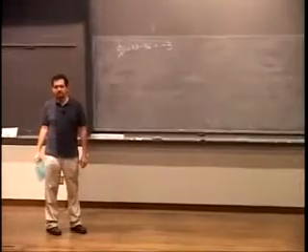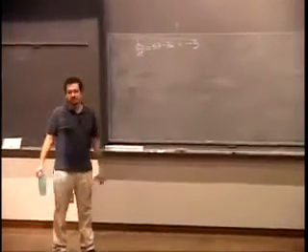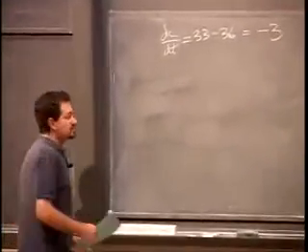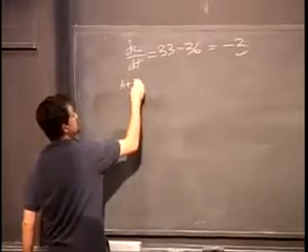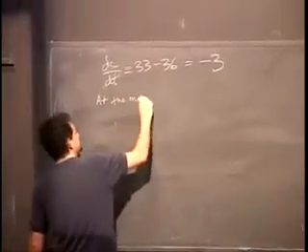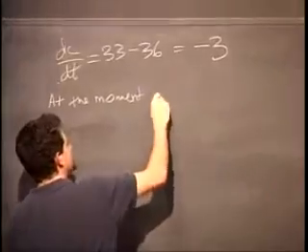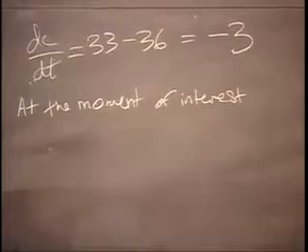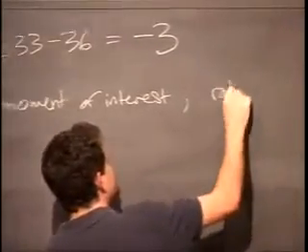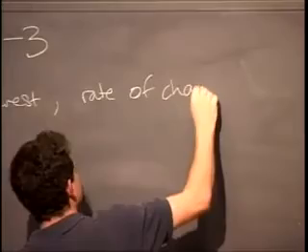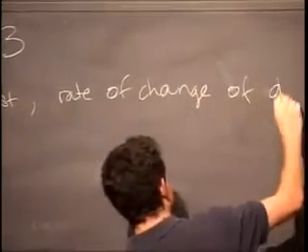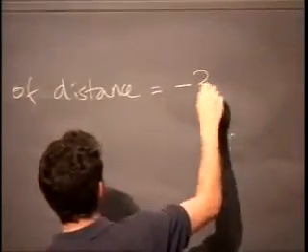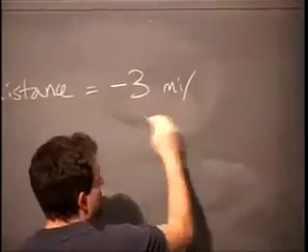Well, we better write this in words. First of all, C was the distance between the cars. dC/dt is the rate. So at the moment of interest, it's too complicated to describe, but it's basically when one car is 21 and the other one's 28 miles away. Rate of change of distance equals minus 3 miles per hour.